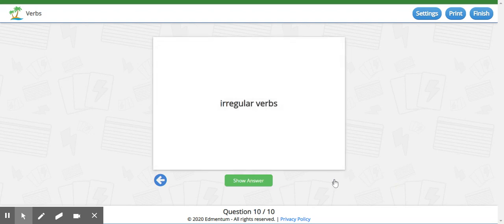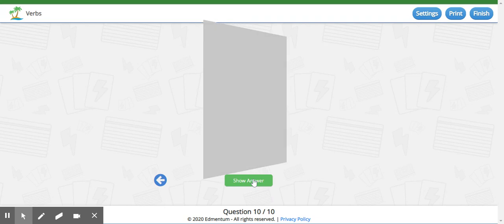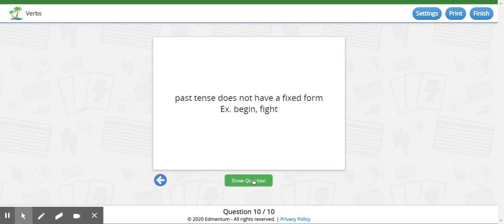And last but not least, what are irregular verbs? You may refer to your notes. Past tense does not have a fixed form. Example, begin, fight. All right, now I want you to move on to your independent practice. Your independent practice should be written down in your notebook. Make sure you follow all of the instructions for your independent practice.